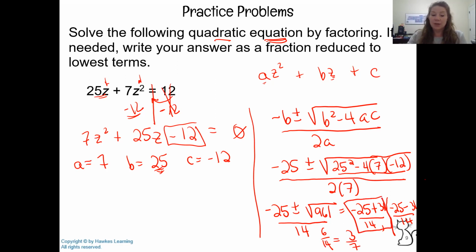Now we're going to do the second one. We're going to do -25 minus 31, which is -56, and -56 divided by 14 is -4. So we have two answers. We have positive 3/7 and -4. And we only figured that out because of the quadratic formula. So our solutions are 3/7 and -4. So you're just going to have to practice typing that in your calculator and getting those solutions.